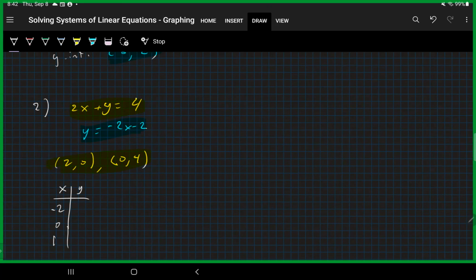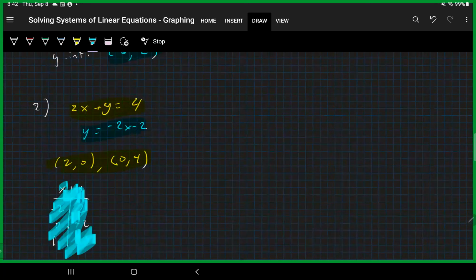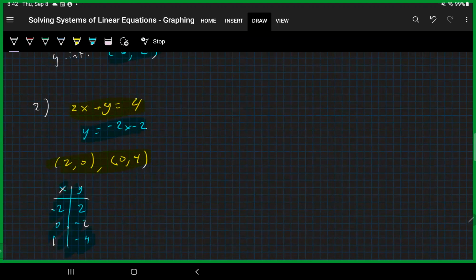All right, so if I plug in negative 2, I get negative 2 times negative 2, that's 4. 4 minus 2 is 2. If I plug in 0, I get negative 2, because that's a y-intercept. And if I plug in 1, I get negative 2 minus 2, and that would be a negative 4. Okay, so I have my intercepts in yellow. I'm going to have points from the blue line. So let's get a graph going.